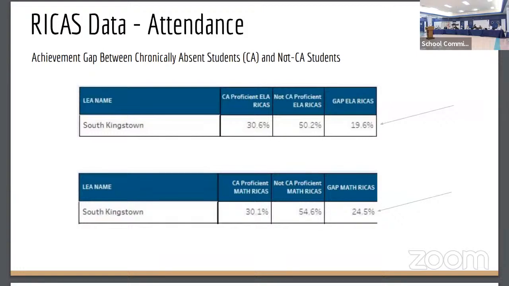And so what you see here is really just boiling down what this means from the previous slide. Looking at that far right column, clearly you can see the achievement gap between the chronically absent students and not chronically absent students, to the tune of 19.6% and 24.5% respectively for ELA and math. So not insignificant, and certainly worthy of our attention and focus, and something that we will indeed incorporate into our work moving forward. And next slide, please.